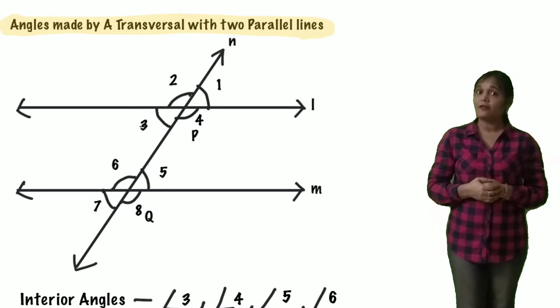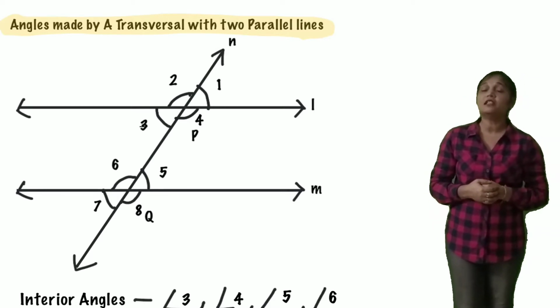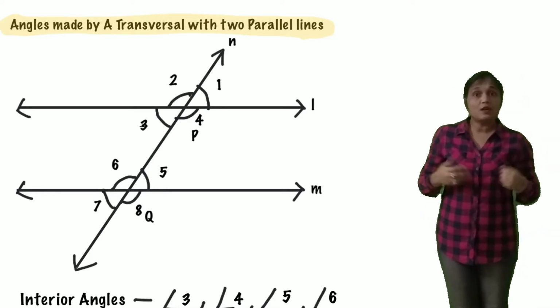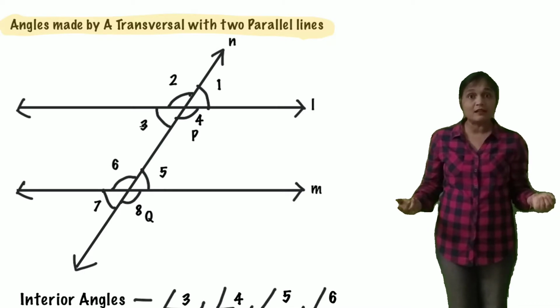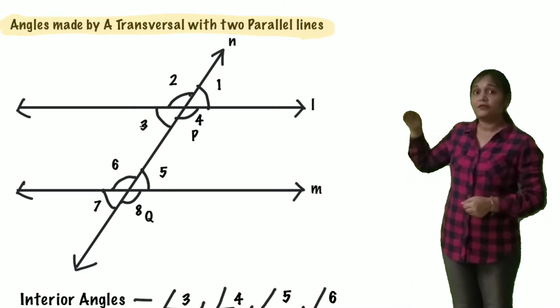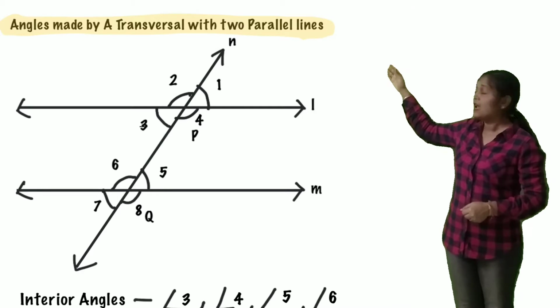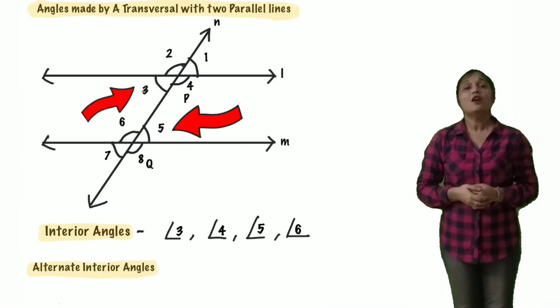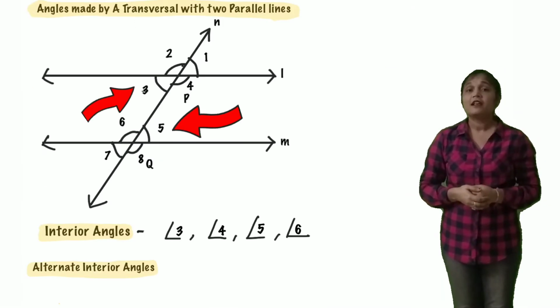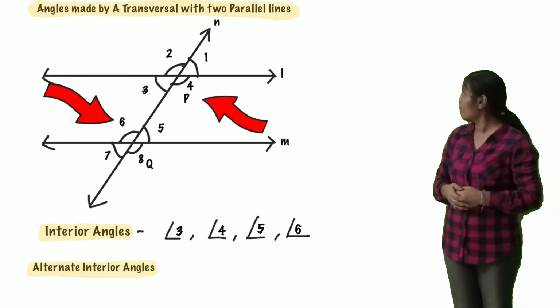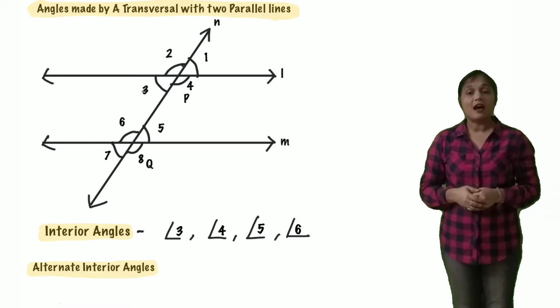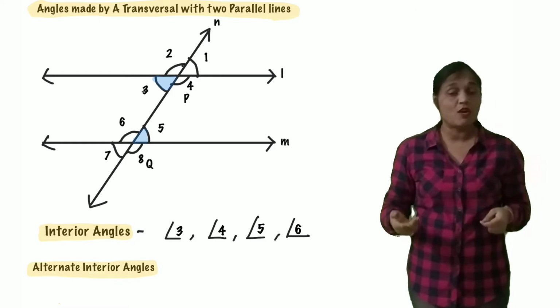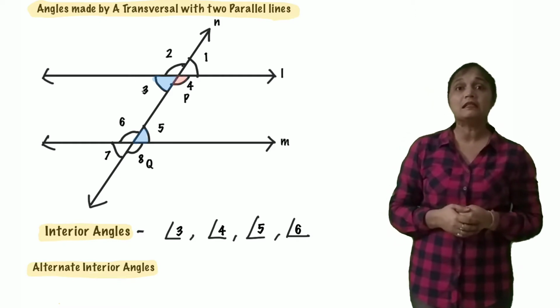So first of all, we will understand about alternate interior angles. So what are alternate interior angles? Here in this figure, angle 3 and angle 5 are alternate interior angles. Similarly, angle 4 and angle 6 are alternate interior angles. Now I'll show you a small trick to learn about these angles.